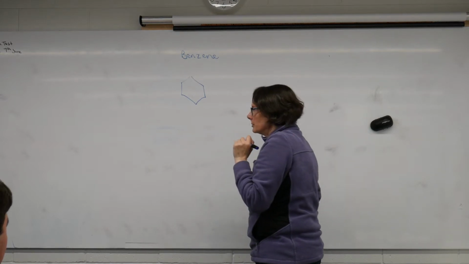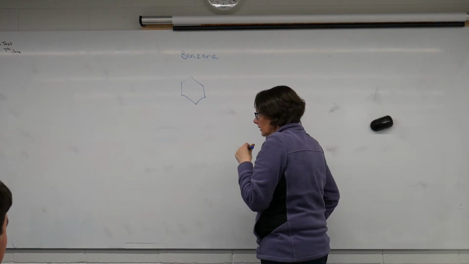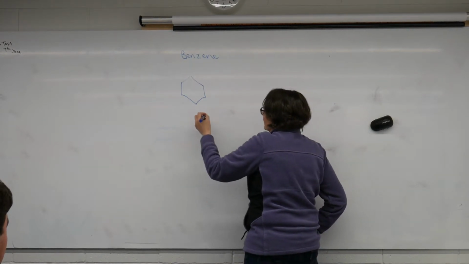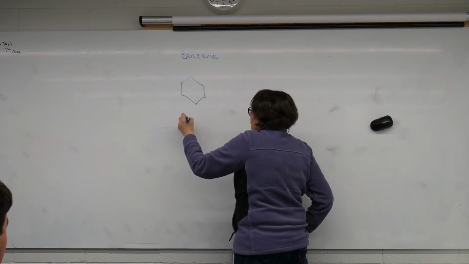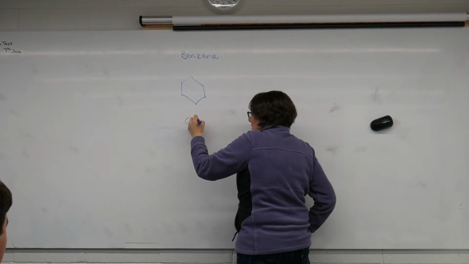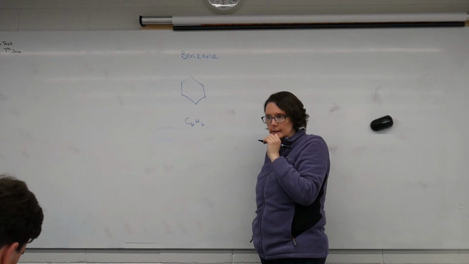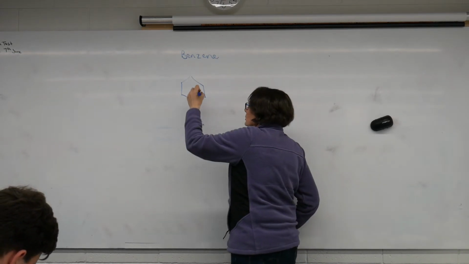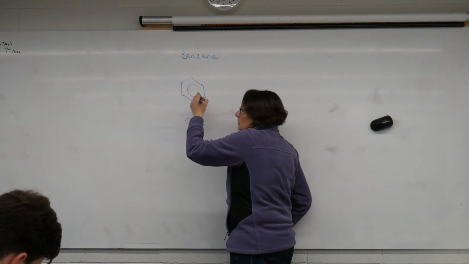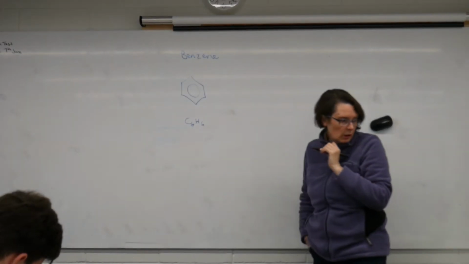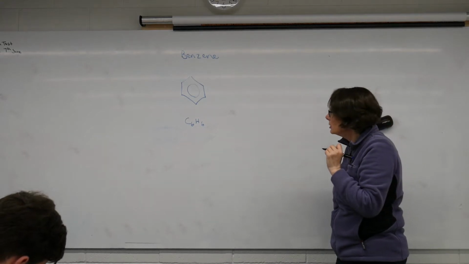Benzene sometimes gets confused by students with the cycloalkanes, but it's actually C6H6. Okay, and what we do is we draw this circle in the middle of it as well. If you look on your formula sheets, you've got benzene on your formula sheet.